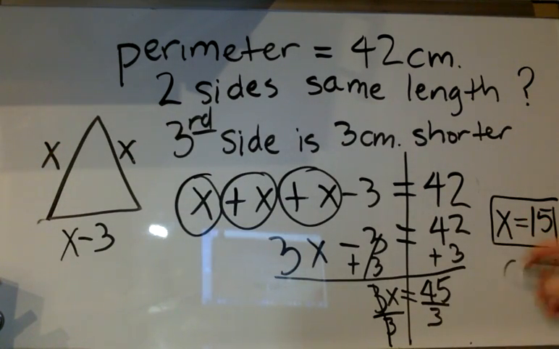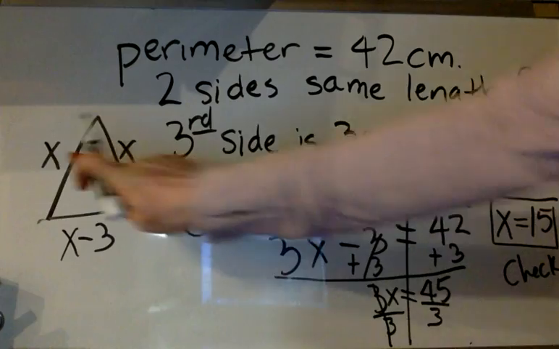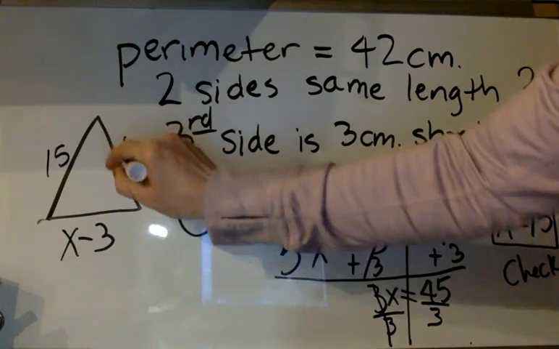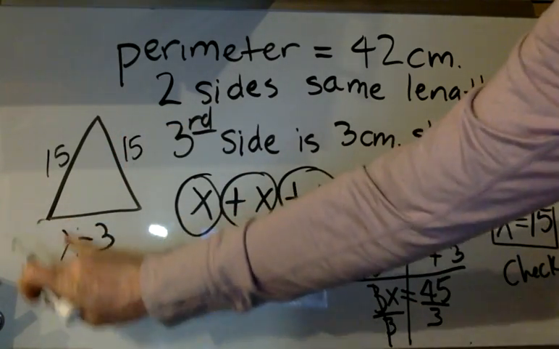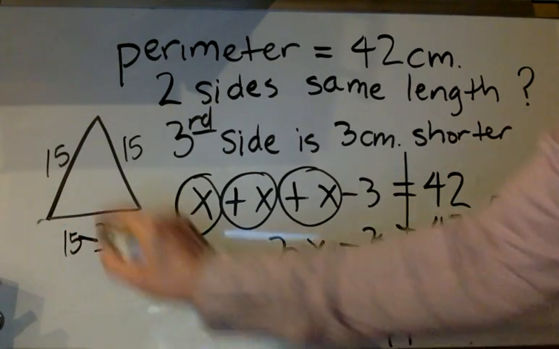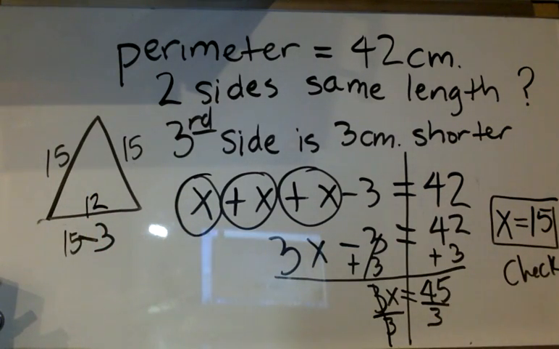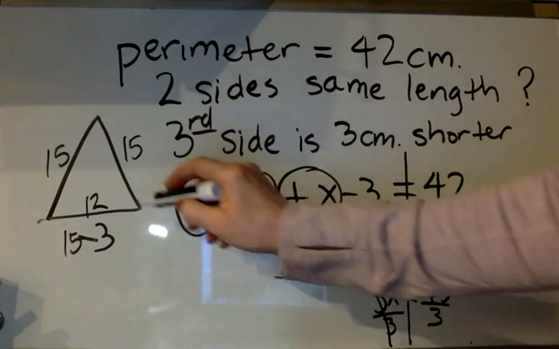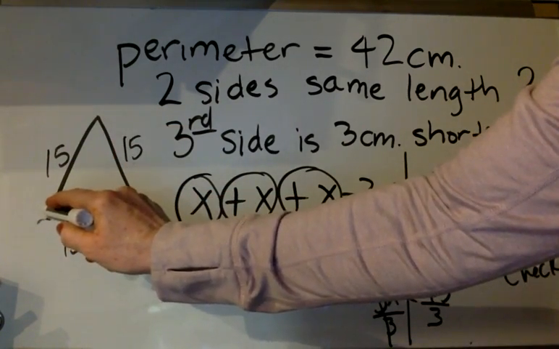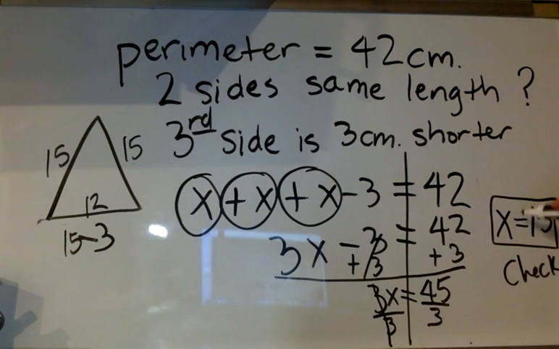Let's check our work. I always think it's a good idea to check your work when you're done. If x is 15, then this side length is 15. This side length is also 15. And this side length, replace the x with 15, is going to be 15 minus 3, which is 12 centimeters. Let's see if all of these side lengths add up to 42. 15 plus 15 is 30. Plus 12 is 42, so that definitely is the right answer. So x is 15. If you want to put the lengths in 15 centimeters, it checks.